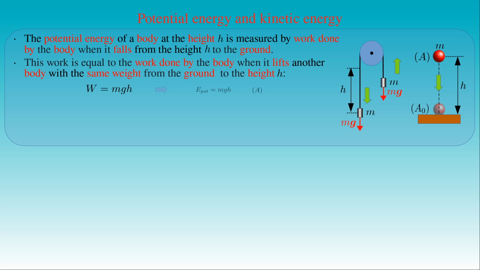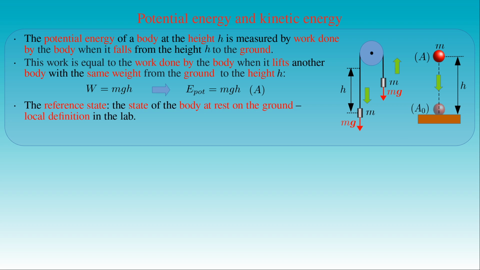Then the potential energy of a body of mass m at the height h above ground is equal to m times g times h. Since the reference state used to define the potential energy of the body is the state of the body at rest on the ground, the height h is measured from the local surface level of Earth. As a result, this choice provides a local definition of potential energy with respect to the surface level of the ground in the lab, where the experiment measuring the potential energy is performed.